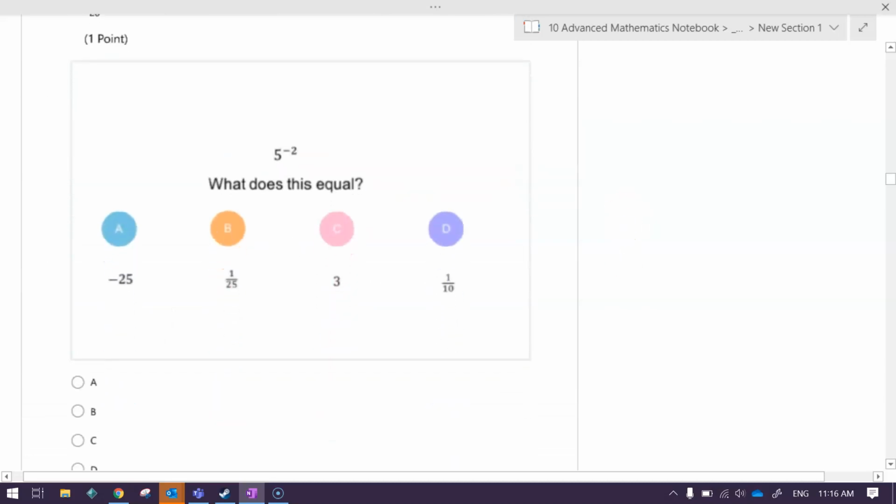Question 25 to the negative 2. What do we do with the negative index? You write the reciprocal of it, don't you? 1 over a to the power of m. So 5 to the negative 2 equals 1 over 5 squared. 5 squared is 25, so I'm sure we have that answer there, B.